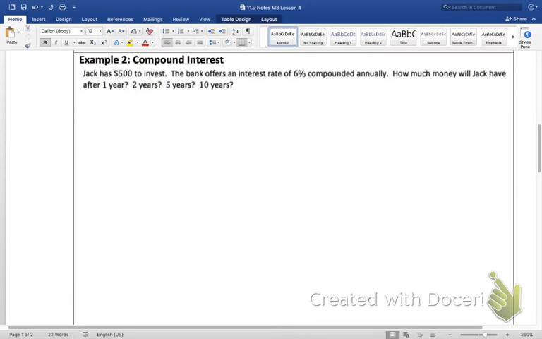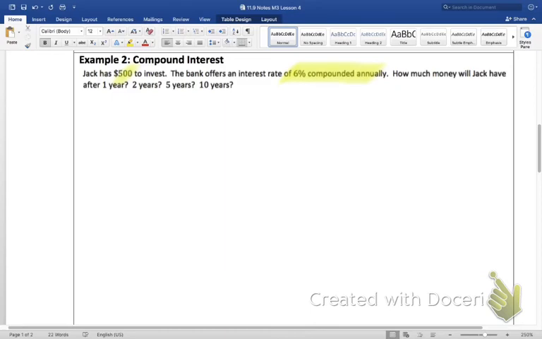So now let's look at an example that is compound interest. This is going to be a little more complex as to how to think about the formula, because it's not going to be linear here. It says Jack has $500 to invest. The bank offers an interest rate of 6% compounded annually. Annually means yearly, so we're going to get an interest rate of 6% every year. How much money will Jack have after 1 year, 2 years, 5 years, 10 years?